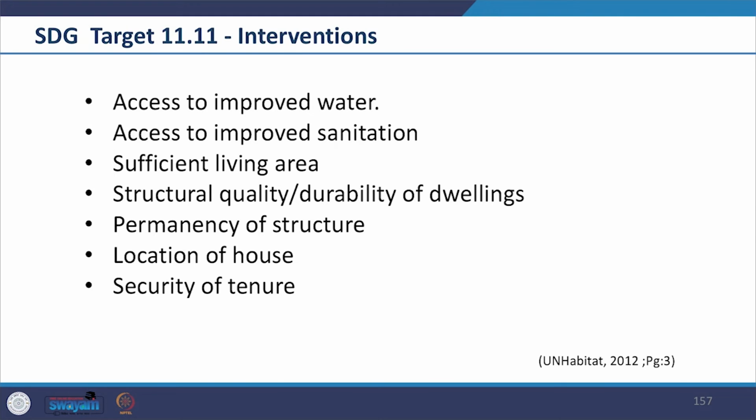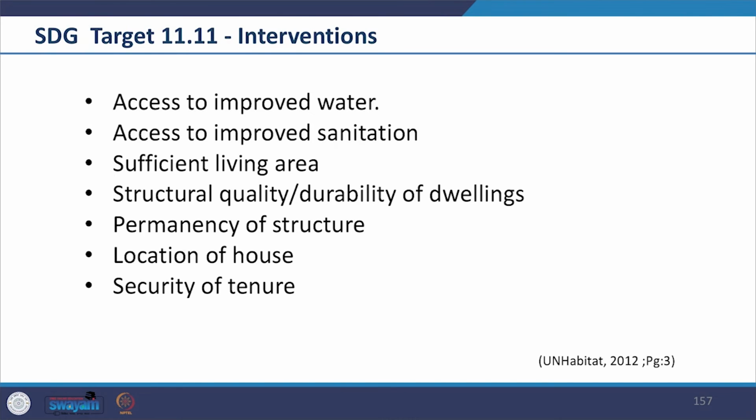So as you have seen, what are the problems? You have also seen how we define it. So these become the parameters: how do we really see whether our conditions are improving or not. So we judge the sufficient living area: does the household dwelling unit provide sufficient living area to all its members? If not, more than 3 people share the same habitable room.